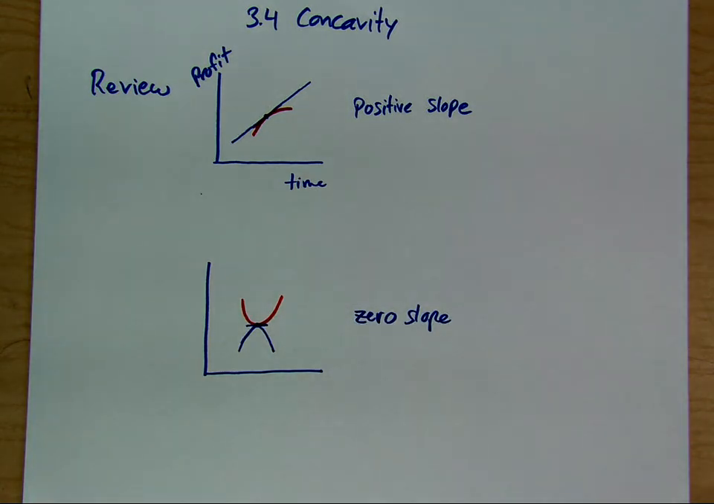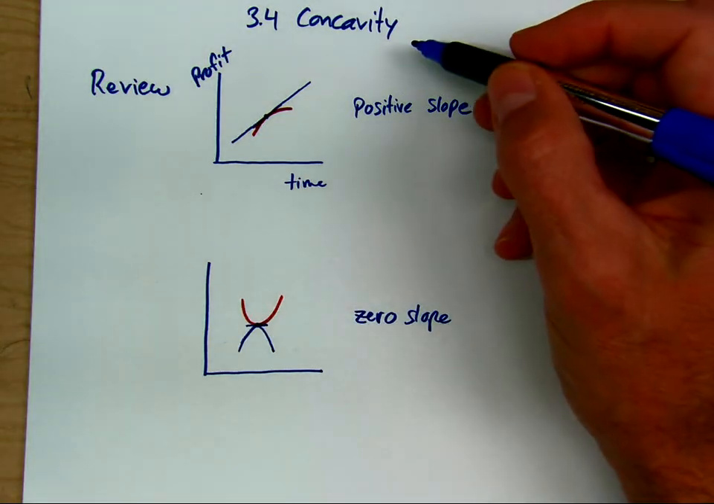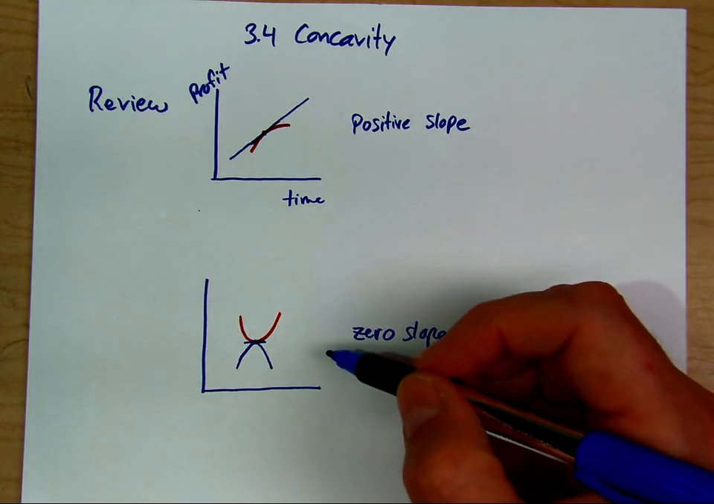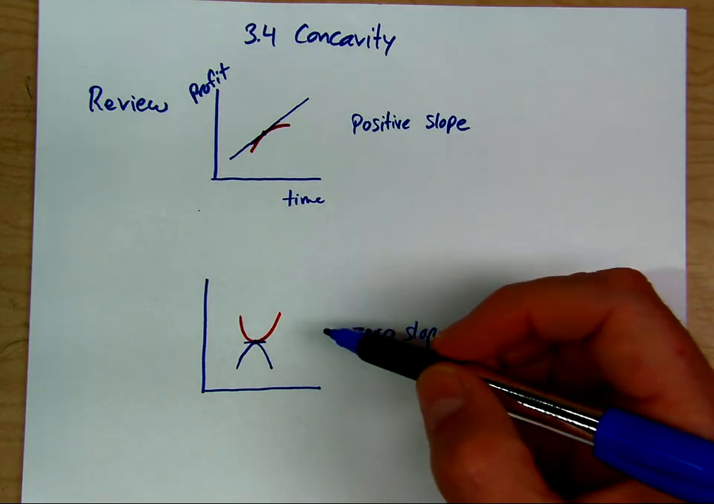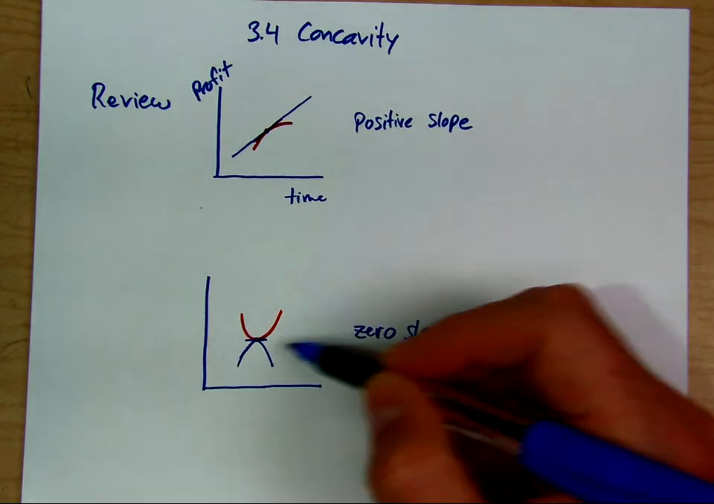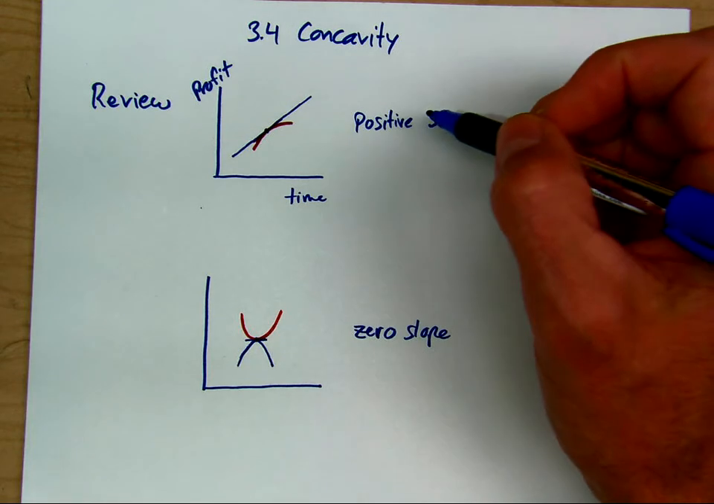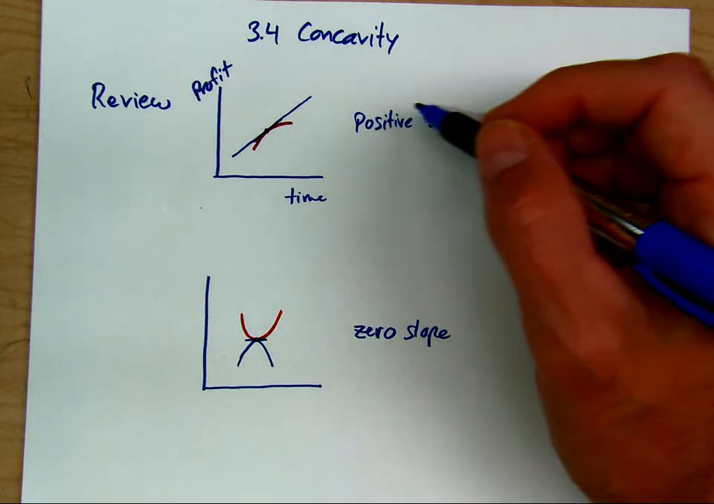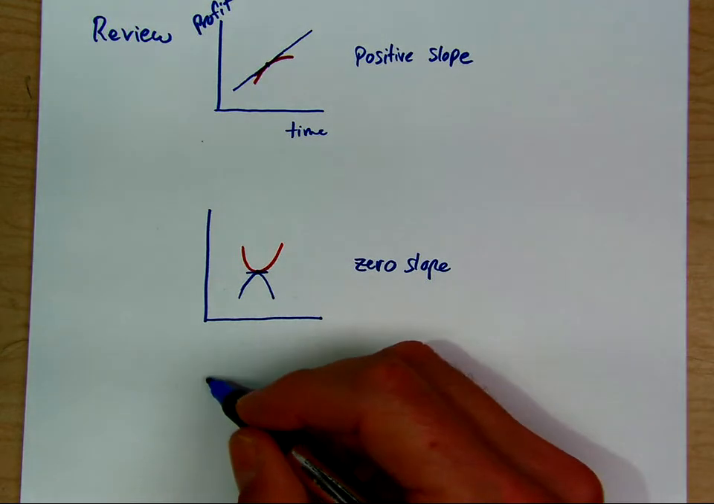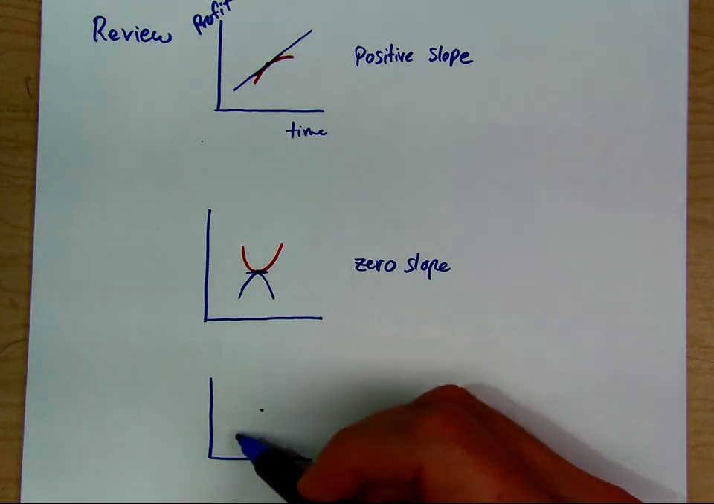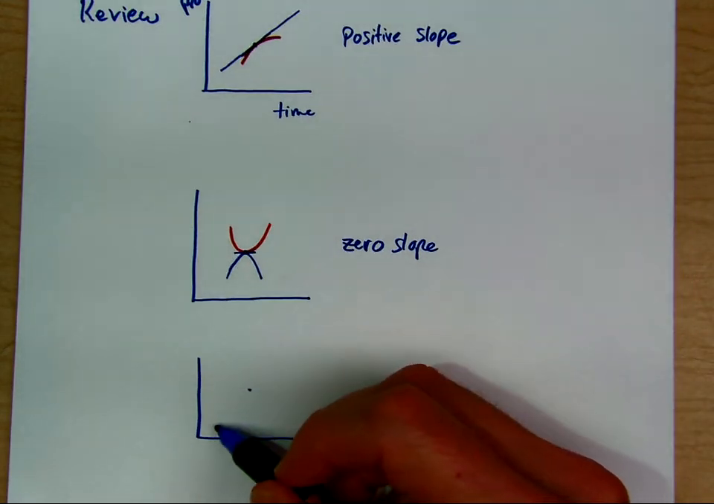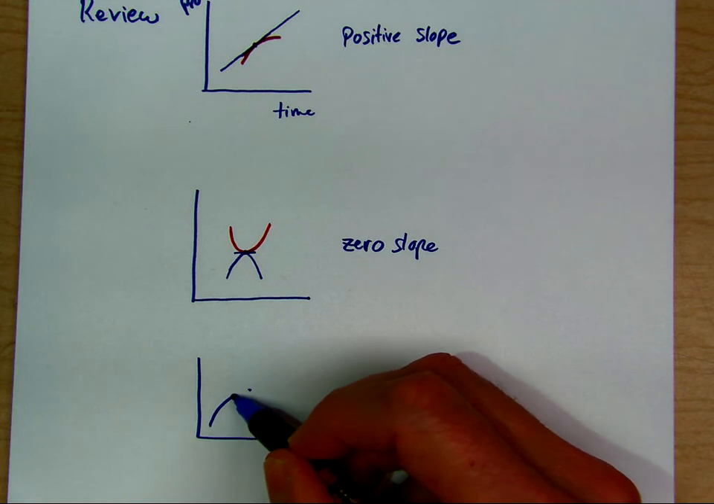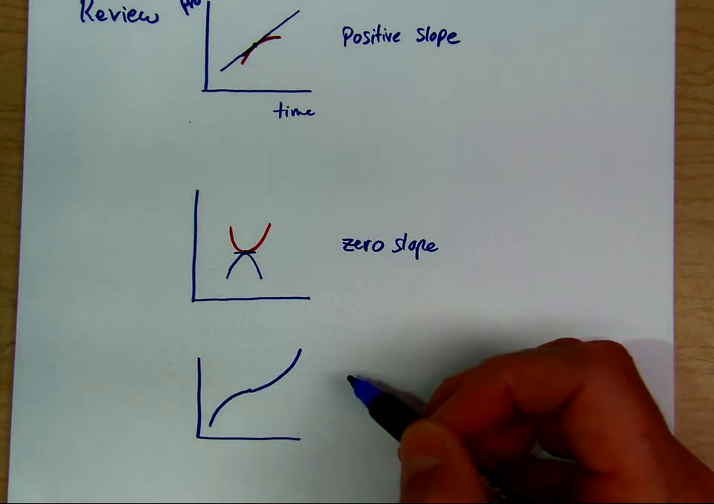So we can use concavity to find relative extrema, and we can also use concavity to find a point of inflection. A point of inflection looks like this, and it's where the concavity changes. So we have a graph that's curving down, and then it's curving up.